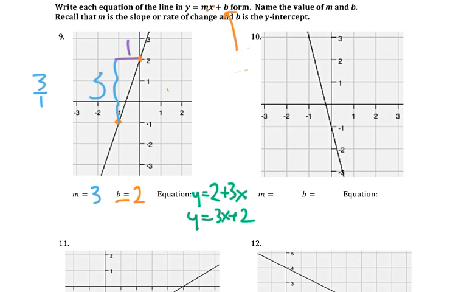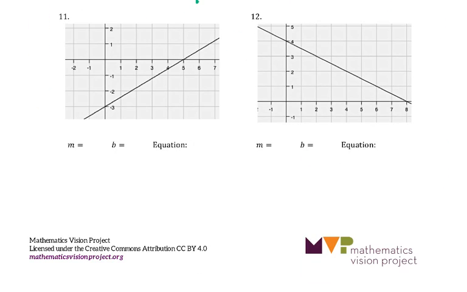Alright, so looking at 10, our y-intercept is at -1, our b, our start number, -1. Here's another good point. It's going down 1, 2, 3, 4, to the right 1. So it would be -4 over 1, which is just -4, so y equals -4x minus 1. Okay, 11. We start down here at -3. Here's a point. We go up 1, 2, 3 to the right 5. So 3 over 5 for our growth. Equation y equals 3 over 5x minus 3.